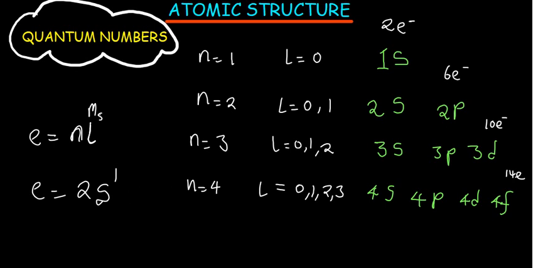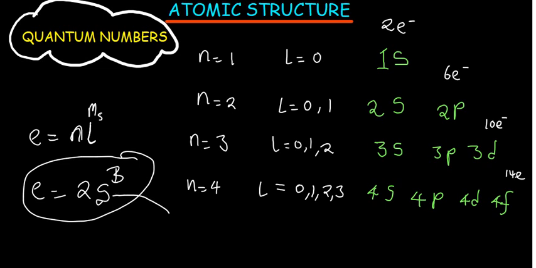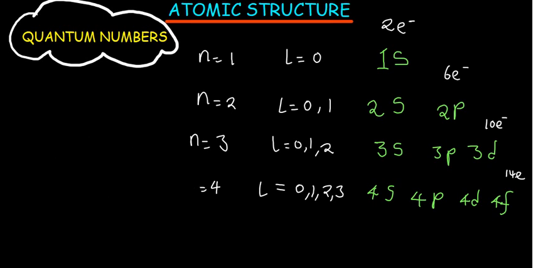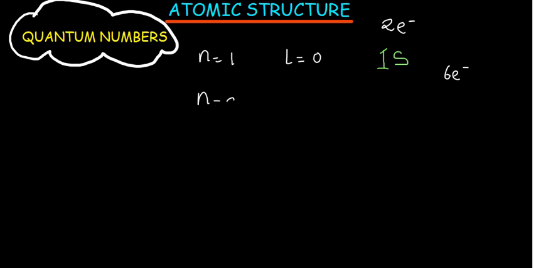Now you need to know that the s orbital can only have 2 electrons, so you can't write 2s3. This is wrong. Why? Because the s orbital can only have 2 electrons, so it can either be 1 or 2. With this same knowledge, you should now understand how to place electrons in an orbital.